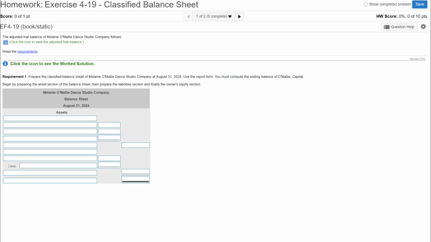Exercise 4-19, we're going to create a classified balance sheet. The classified part of the name means we're going to divide the asset section between current assets and then property, plant, and equipment. And then we'll also take the liabilities and divide them up between current liabilities and long-term liabilities. So the adjusted trial balance of Melanie O'Malley Dance Studio Company follows.